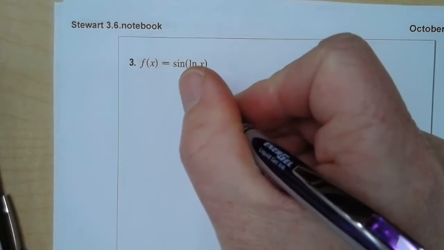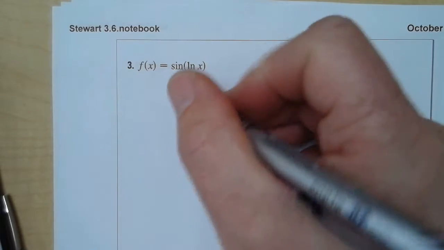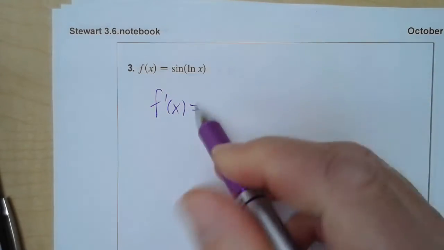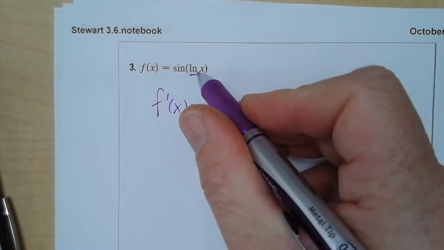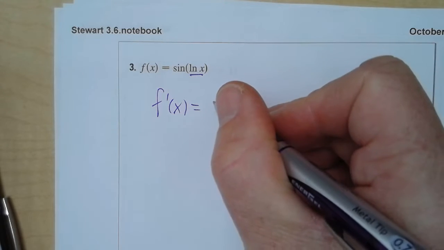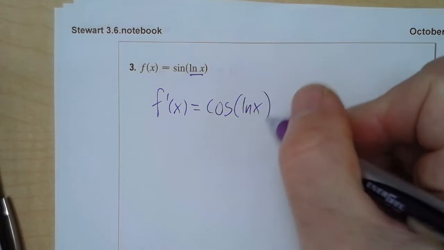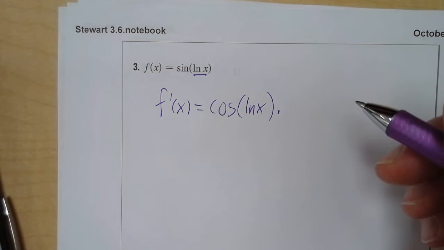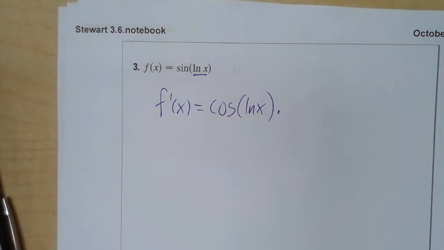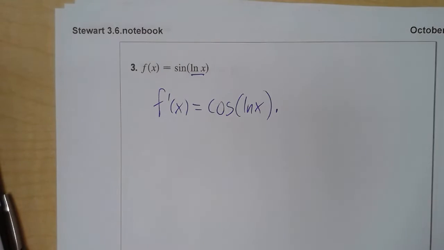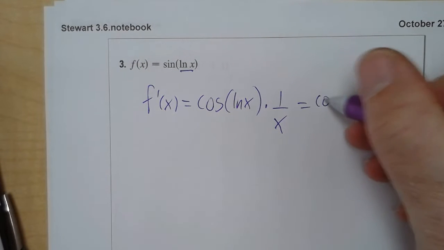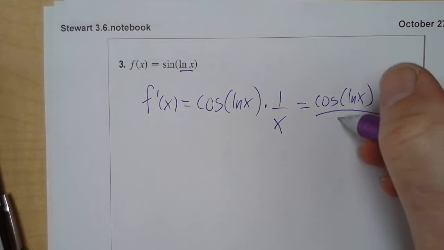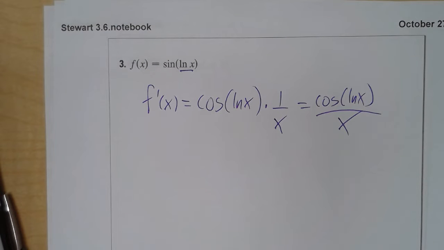This one here would be f prime of x is equal to, we've got to do the chain rule, right? Because we've got an inside function there. Derivative of the outside, and then there's an inside function. Derivative of the outside would be cosine times the derivative of the inside, which would be, we learned this, right? Derivative of natural log is 1 over x. So it's 1 over x. So the answer is cosine natural log of x over x. That's the answer to number 3.